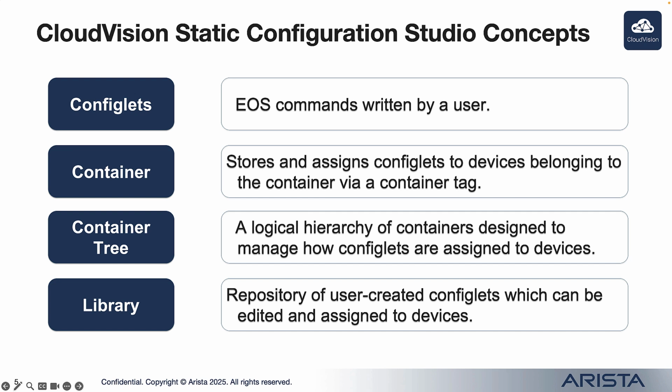When using the Static Configuration Studio, there are several concepts the user should be familiar with. For example, configlets are simply EOS commands written by a user and are synonymous with static configuration. A container stores and assigns configlets to devices belonging to the container via a container tag. The container tree is a logical hierarchy of containers designed to manage how configlets are assigned to devices. And finally, the library is a repository of user-created configlets that can be edited and assigned to devices.